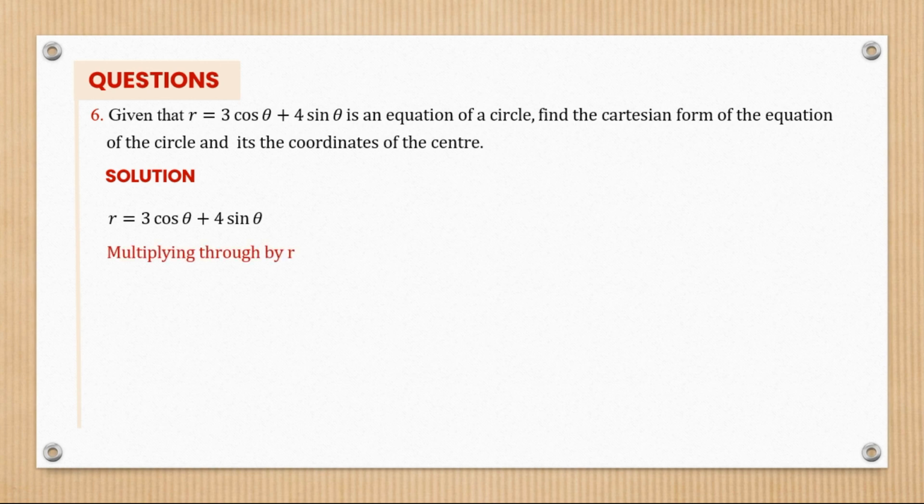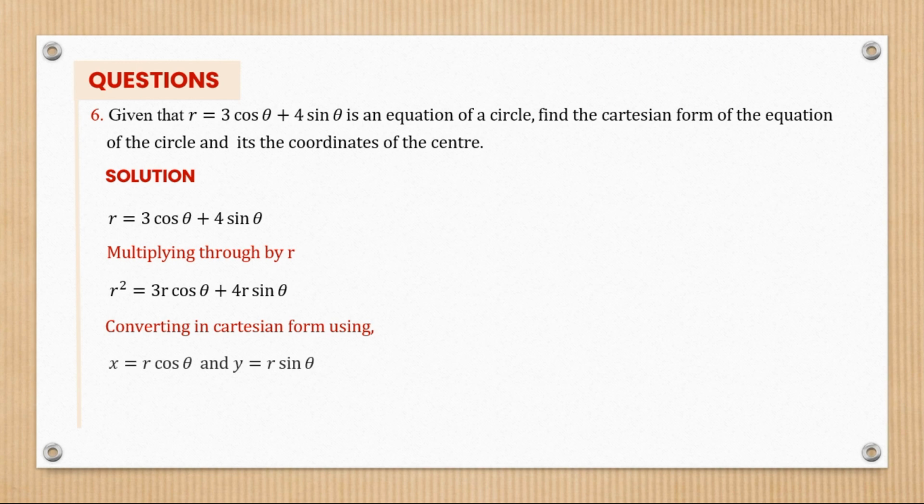So first step, we're going to multiply through by r, and we'll have r squared is equal to 3r cos theta plus 4r sin theta. Then we're going to convert into the Cartesian form using x is equal to r cos theta, y is equal to r sin theta, and x squared plus y squared is equal to r squared. So first of all, where we have r squared, we can substitute that with x squared plus y squared. Then this is what we'll have.